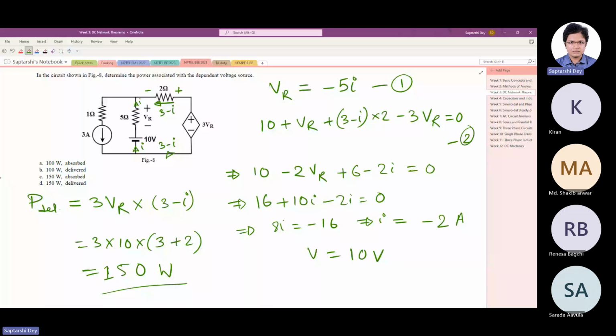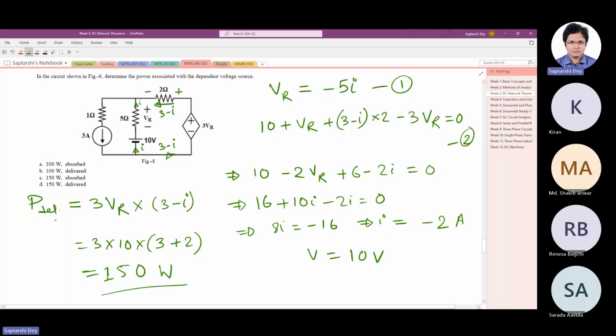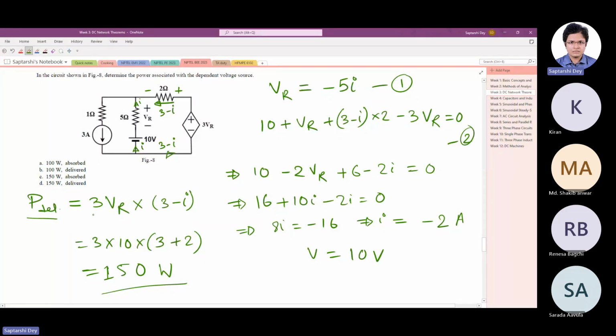Why did I write power delivered? How did I know that this multiplication will give me power delivered, not the power absorbed? How did I know that? Current is entering the negative terminal. So my 3 minus I ampere current leaves the positive terminal, so their product will give me the power delivered. If it is positive, power is actually being delivered. If it is negative, then power is being absorbed. Say, for example, if you look at the 10 volt source here, our current came negative. So this 10 volt source is actually absorbing power, 20 watt of power it is absorbing.